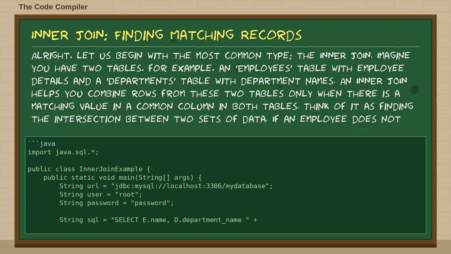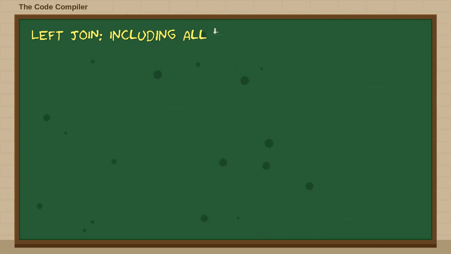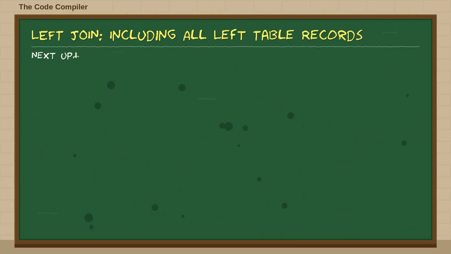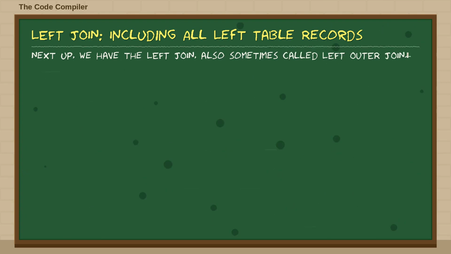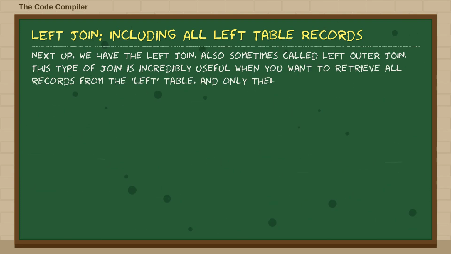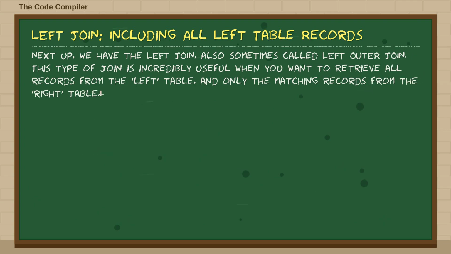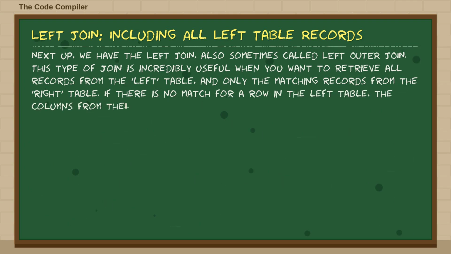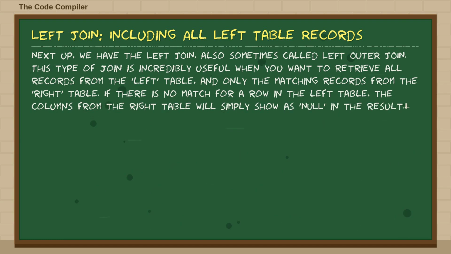result set. Next up, we have the left join, also sometimes called left outer join. This type of join is incredibly useful when you want to retrieve all records from the left table and only the matching records from the right table. If there is no match for a row in the left table, the columns from the right table will simply show as null in the result.